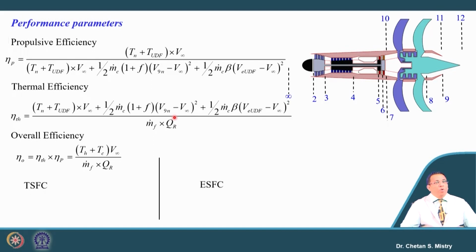Now, the overall efficiency can be written as thermal efficiency into propulsive efficiency. Many times people define the fuel economy in terms of thrust specific fuel consumption, which is given by m dot divided by thrust. This thrust we configure in terms of total thrust. The next parameter we have is equivalent specific fuel consumption, when we are considering the shaft power in the picture. So, this can be configured both ways, in terms of thrust specific fuel consumption as well as equivalent specific fuel consumption.